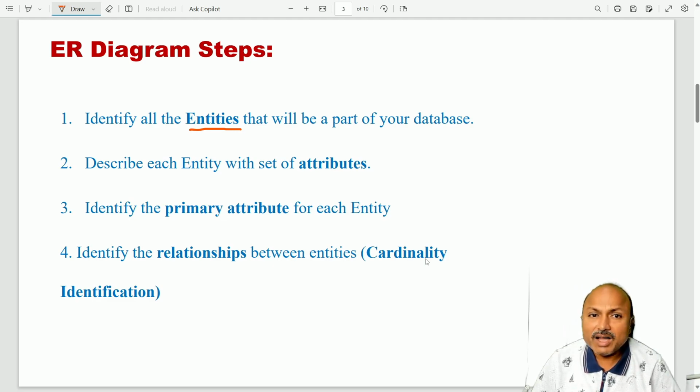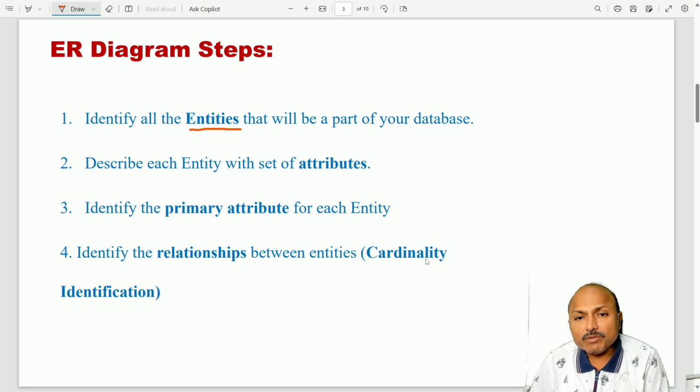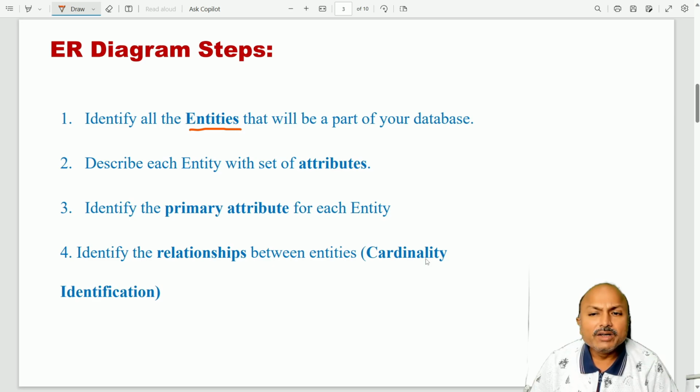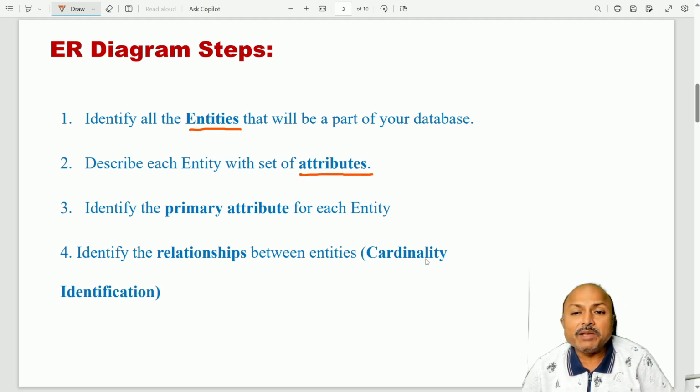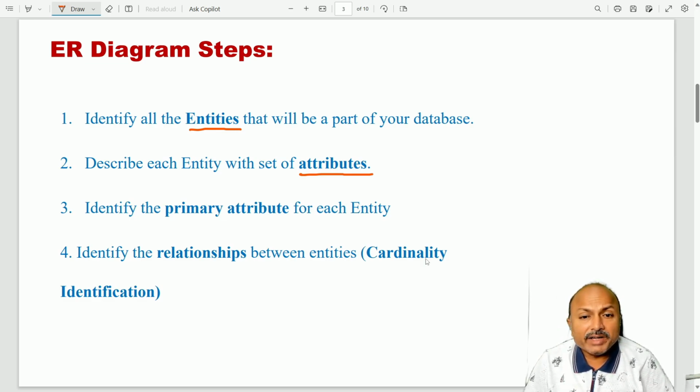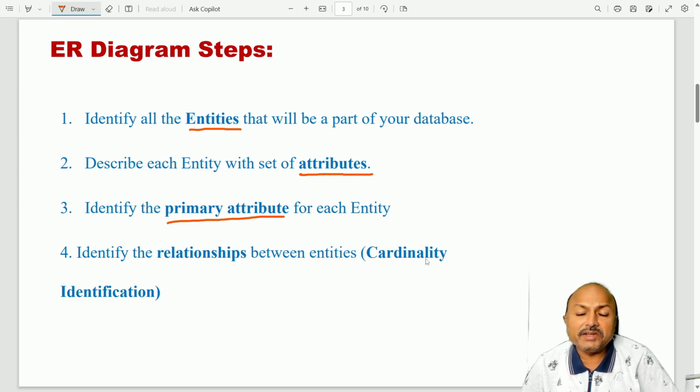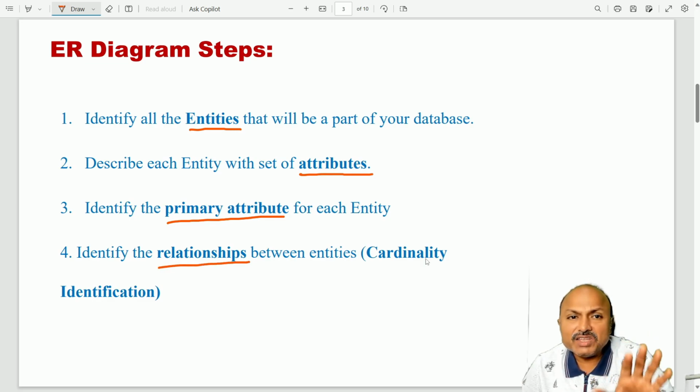What entities are there? Already you observed that one. Student is one entity, faculty is one entity, course is one entity, department is another entity. Anyhow, we will see again. And describe each entity with a set of attributes. That means you need to identify the attributes for each entity. Then for each entity, you need to identify the primary key, or prime attribute, for that particular entity. Then at last, we need to identify the relationships between the entities. These are the 4 steps.